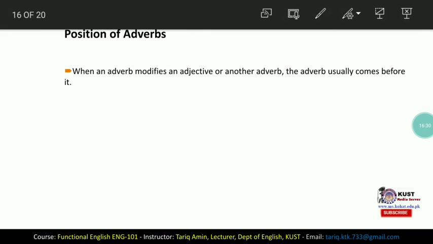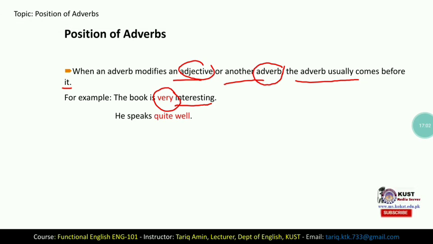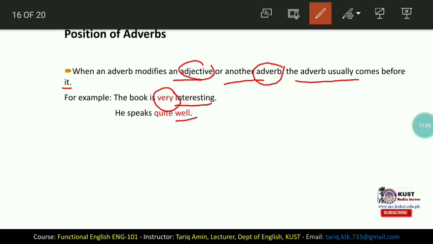When an adverb modifies an adjective or another adverb, the adverb usually comes before it. Yes, this is an important point. We have defined adverb as a word that modifies a verb, adjective, or another adverb. When an adverb modifies an adjective or another adverb, the adverb usually comes before it. For example, the book is very interesting. Interesting is an adjective, and we can see that the adverb very has been used before it. He speaks quite well. Well is an adverb, and this adverb quite modifies it. And we can see that it has been used before it.